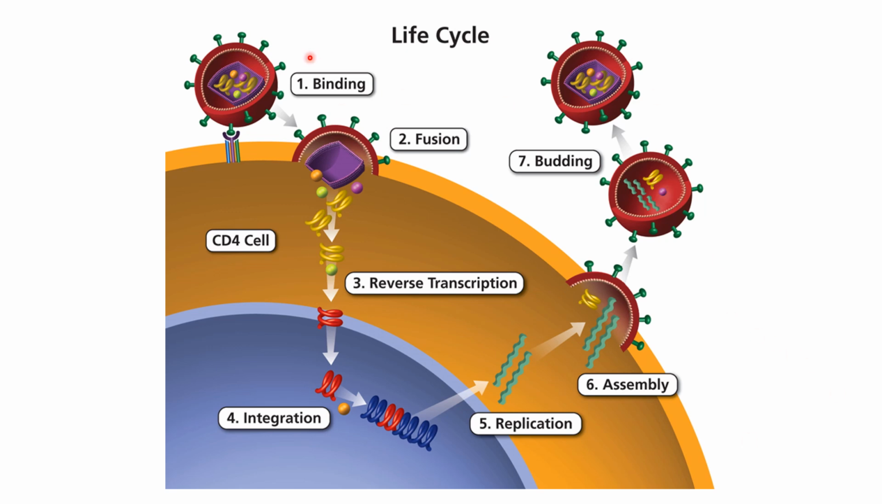So this figure shows the life cycle of HIV that starts from binding, so as you can see the virus, and then fusion, so it enters the CD4 cell, and then reverse transcription, and then integration, replication, assembly, and then budding. So this just consists of 7 steps, unlike the life cycle discussed in SUDARTS, which consists of 9 steps.